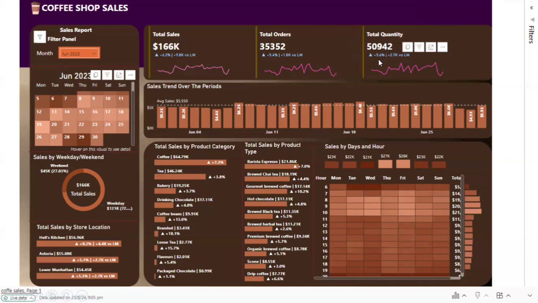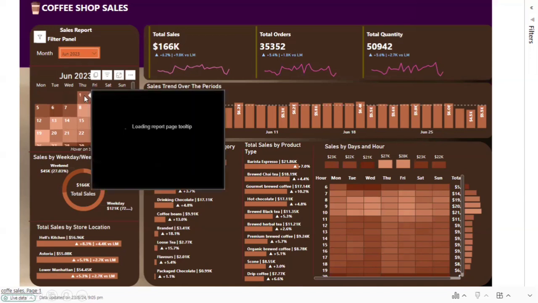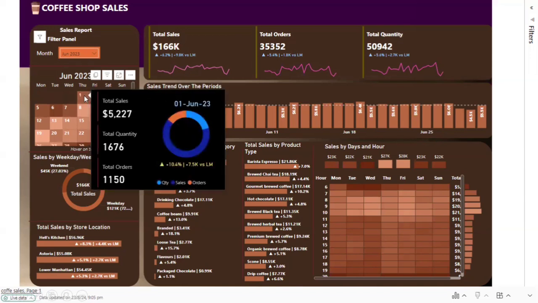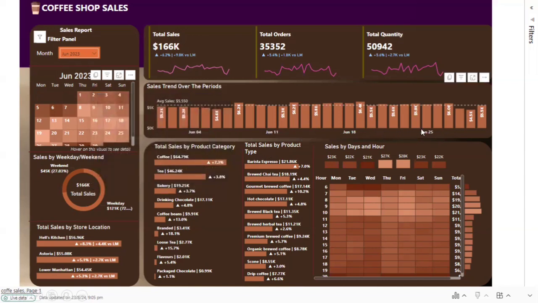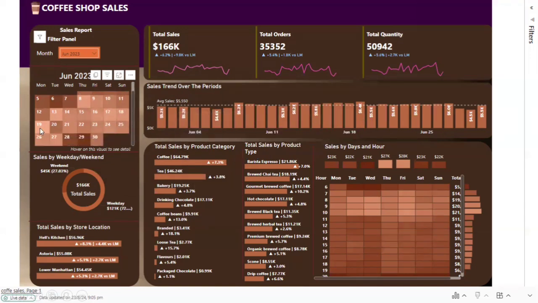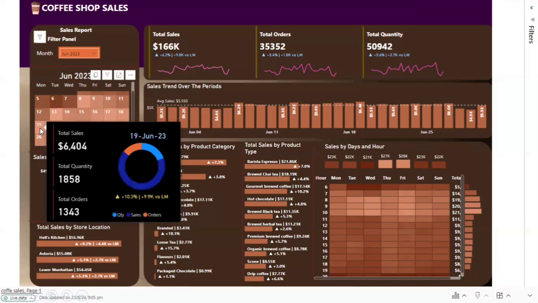It is only 5.6%. As usual, we can check on the basis of days. It is not the best performing day, but we got a 10.4% increase compared to last month. I think the best performing day is 19 June, which earned $6,404. And here we can see the 8th is the second best performing day. Checking the date of 19 June by going down, yes, it increased 10.3% for the day.